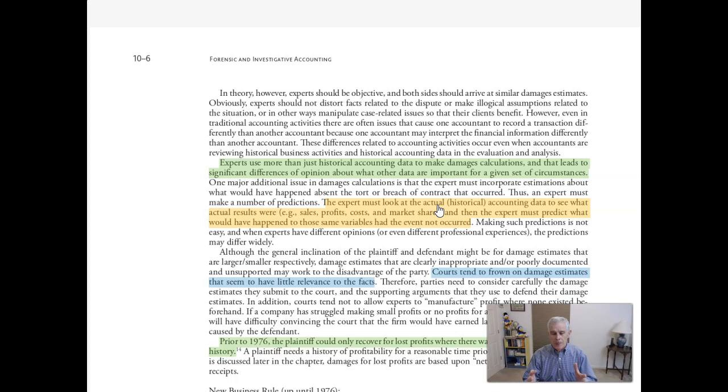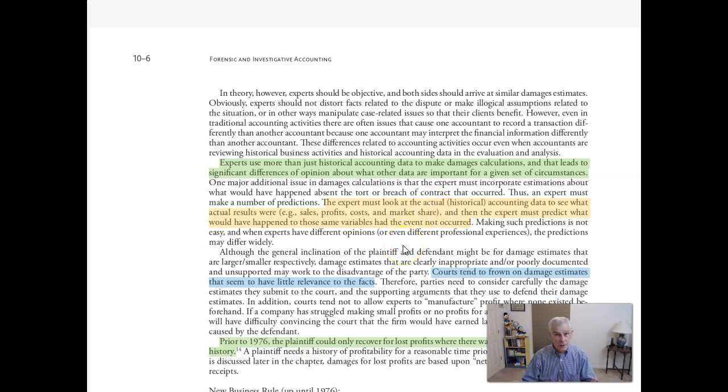So again, you look for your actual results: sales, profits, cost, market share. Then you predict, like I said earlier, what that would have been without the harm taking place. This gets into using your professional judgment and your experience to find out what you believe, in your opinion, the revenues and the net income would have been without the action. Compare that to what actually exists with the action that caused harm. Find the difference, and there is your loss.